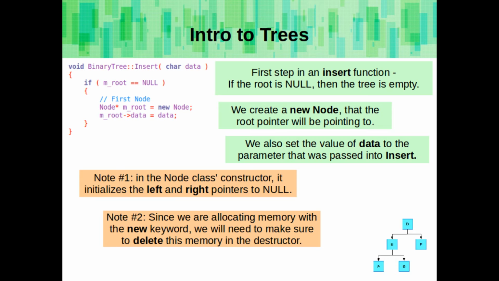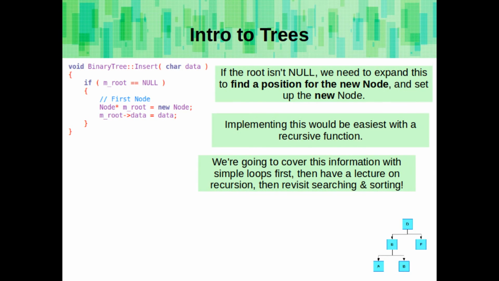Note that in this example off screen, the node class's constructor will set the left and right pointers to null. And since we are allocating memory with the new keyword, we will want to make sure to use the delete keyword to delete this memory in the destructor. Now if the root isn't null, we need to expand this function definition to find a position for the new node and set it up.